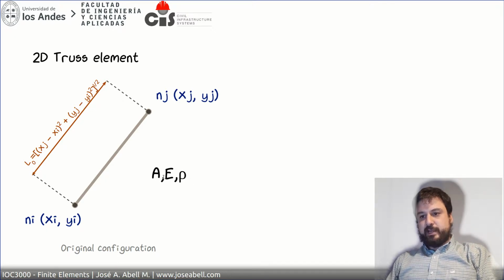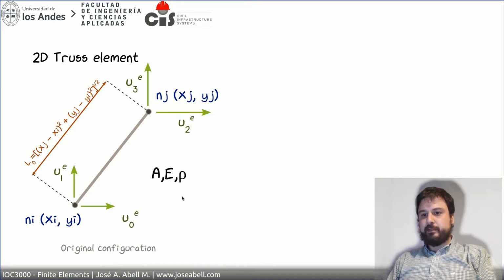In addition to that, we have a cross-section area for the element. We have a modulus of elasticity. We're assuming just linear elasticity, and some density rho. And we define horizontal and vertical degrees of freedom at each of the connected nodes. In this case, we're going to call U0, U1, U2, and U3. And the superscript E denotes that this belongs to element E.